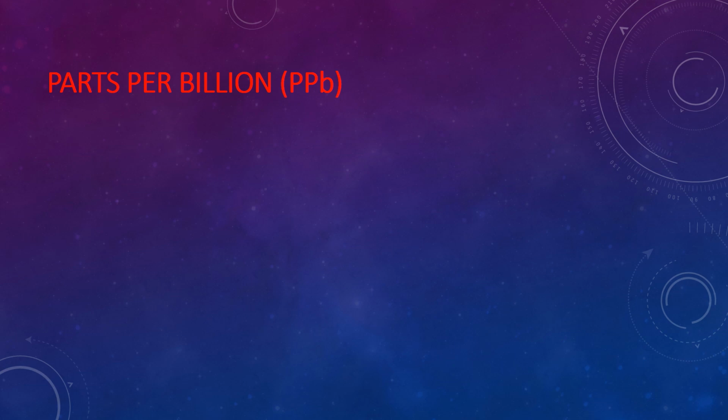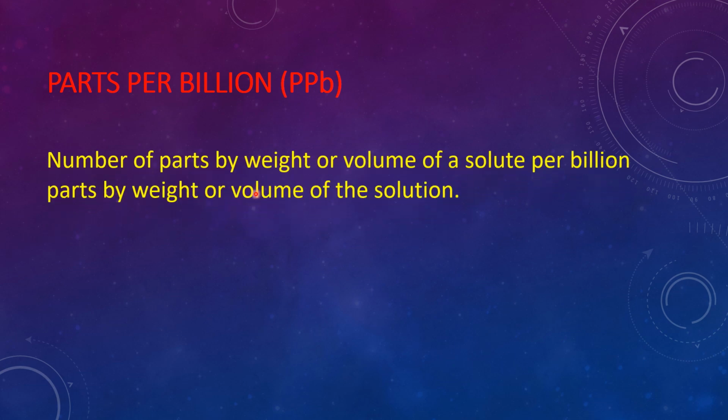What are parts per billion? It is the number of parts by weight or volume of the solute per billion parts by weight or volume of the solution. As in parts per million, where it is the parts of the solute dissolved in 1 million parts of the solution, in the same way, when the number of parts of the solute is dissolved in a billion parts by weight or volume of the solution, we get parts per billion.